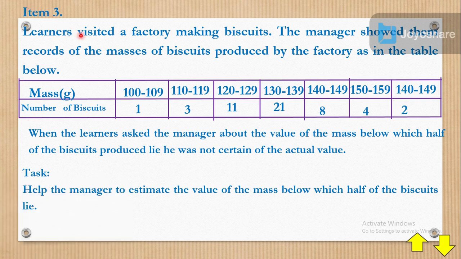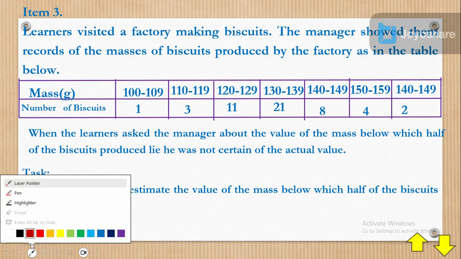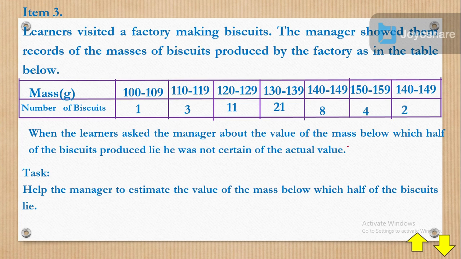Now, what's going to happen here is that they're saying learners visited a factory making biscuits. The manager showed them records of masses of biscuits produced by the factory, as in the table below. Okay, we have a table of mass. When the learners asked the manager about the value of the mass below which half of the biscuits produced lie, let's go and underline this.